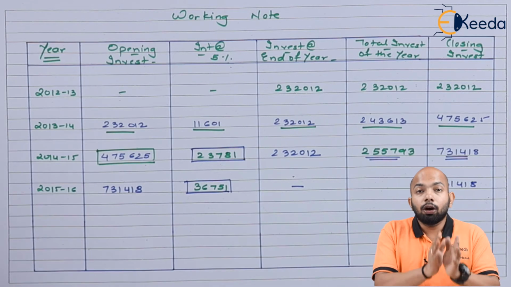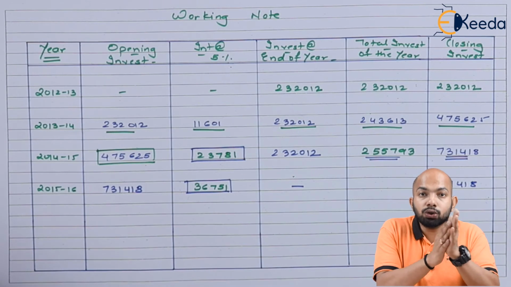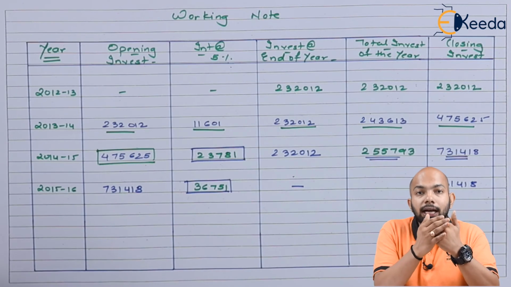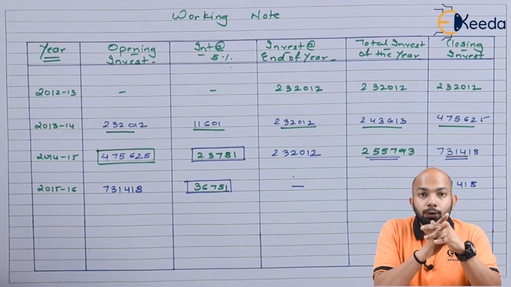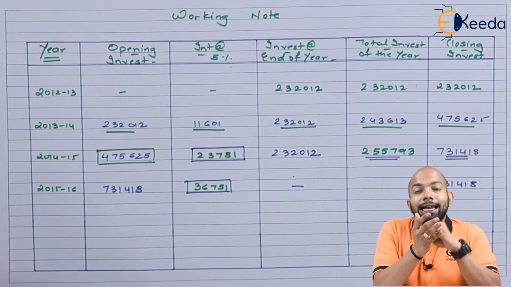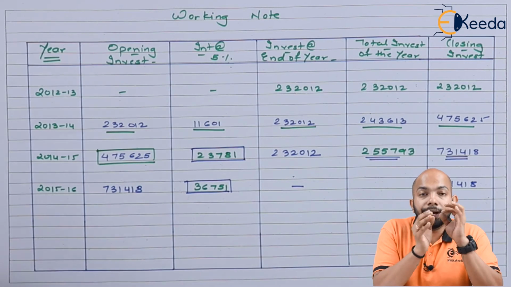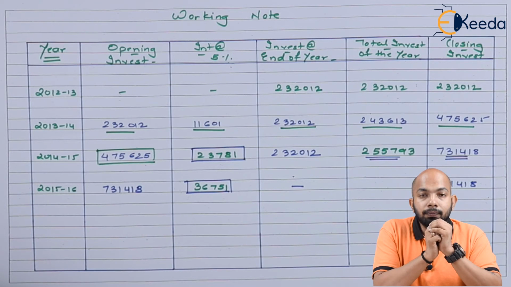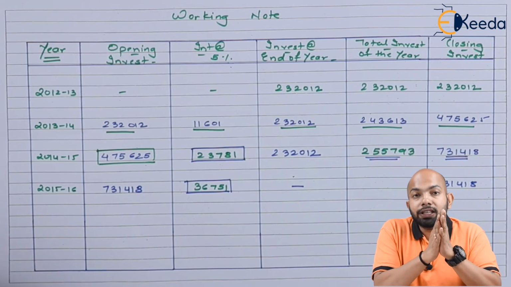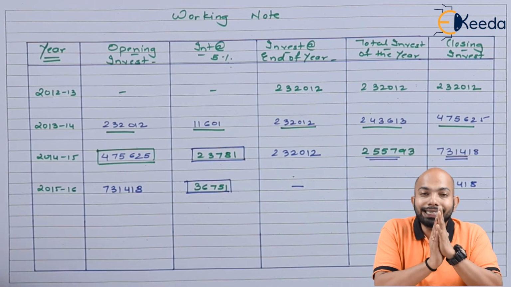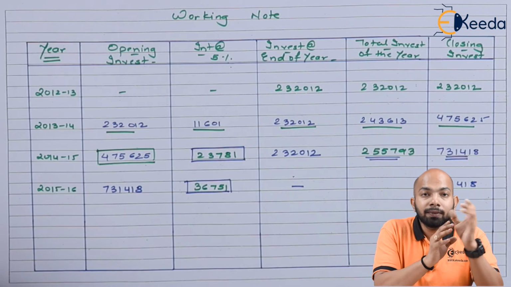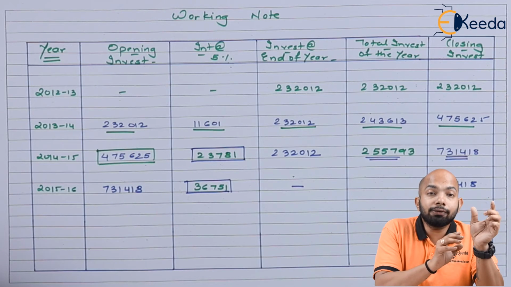Now, what we need to figure out is whether there is a loss or whether there is a profit. So how do we do that? If you remember, this investment was sold for rupees 7,50,000. Now, what you need to check is the book value of this investment at the end of its lease period. Where do you find it? Correct. That's the closing investment value at the end of the last financial year. That means the last lease year. Here it will be 7,31,418. So that is the book value of that investment.